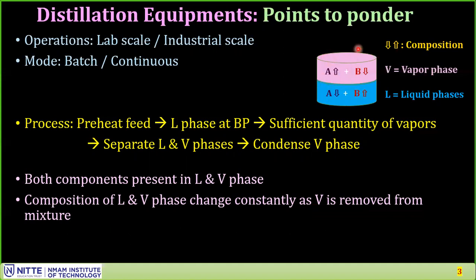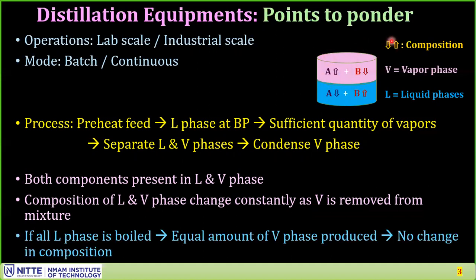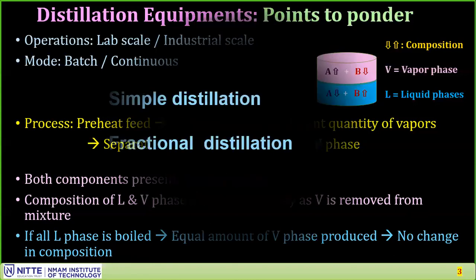This vapor phase you are going to collect separately and condense it. Now imagine a case where you have boiled the entire liquid phase. There is no liquid phase at all. If that is the case, you will get a complete vapor phase. The entire liquid phase is converted to vapor phase. In this situation, there is no difference in the concentration of liquid phase to vapor phase. Whatever you have in the liquid phase, everything will come into the vapor phase. In that case, there is no change in the composition of the two phases.